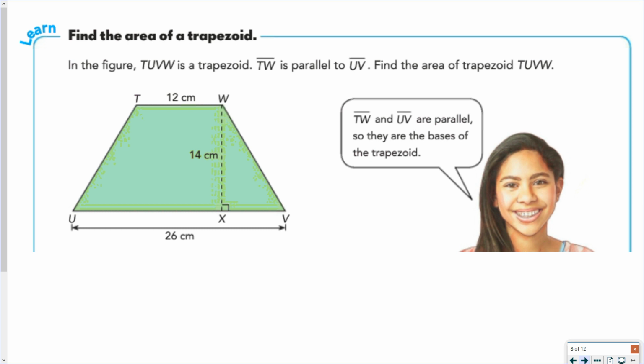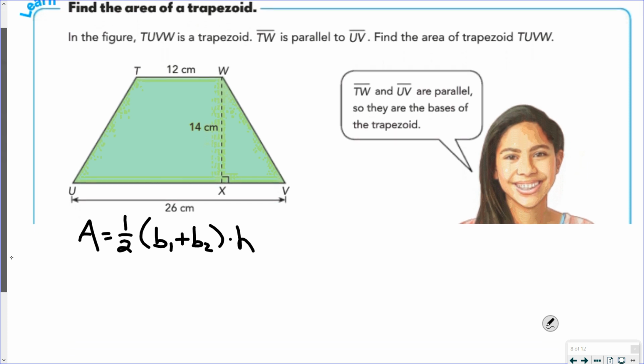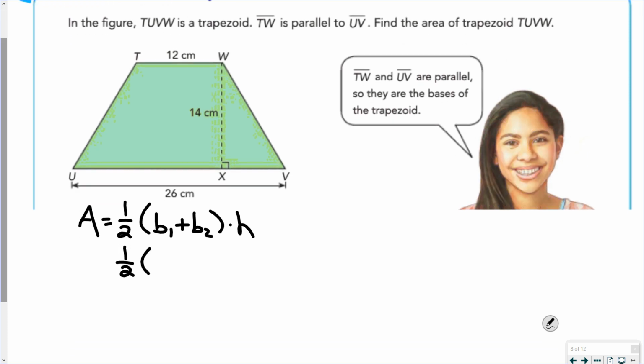So here we have a trapezoid. We know that TW is parallel to UV, and we want to find the area of the trapezoid. So once again, we use our formula, area equals 1/2 base sub 1 plus base sub 2 times height. So I'm going to scroll this a little bit. We'd have 1/2. Base 1 is 12. Base 2 is 26. And our height would be 14. So we would have half of 38 times 14.